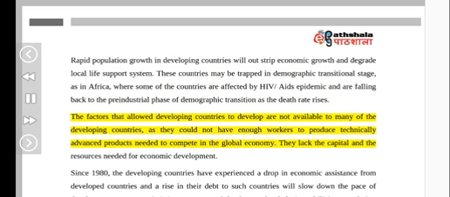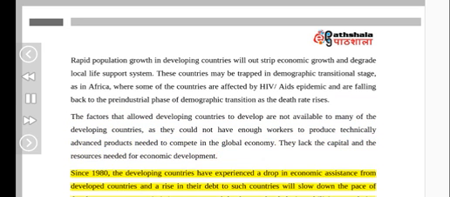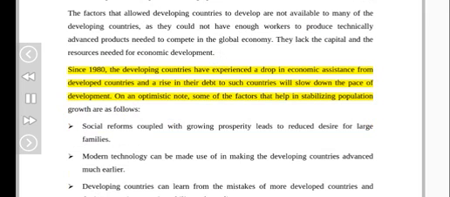The factors that allowed developed countries to develop are not available to many of the developing countries, as they do not have enough workers to produce technically advanced products needed to compete in the global economy. They lack the capital and the resources needed for economic development. Since 1980, the developing countries have experienced a drop in economic assistance from developed countries and a rise in their debt to such countries, which will slow down the pace of development.